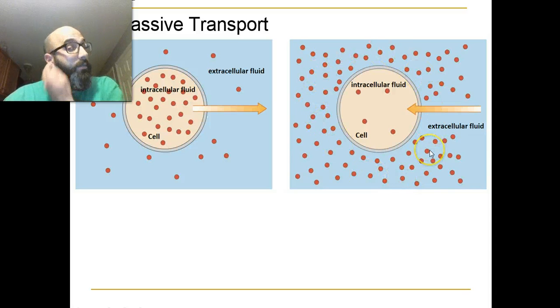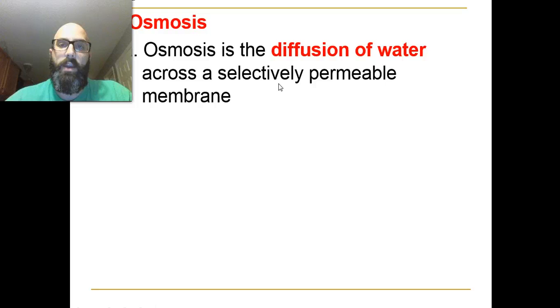There's a high concentration of red dots outside. They want to balance with inside. So the red dots are going to move from outside to inside until they're equal. And then red dots will move in and out freely but at equal amounts. That is called equilibrium. Okay.